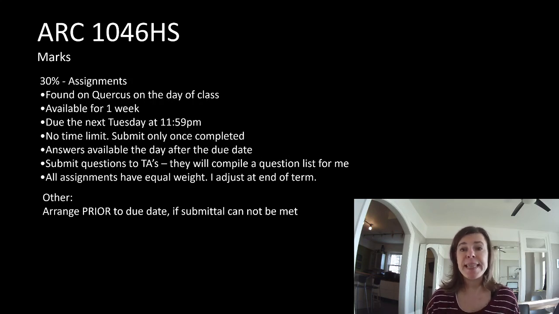All the assignments in the end of the course have equal weight. It is going to look like they have different values on Quercus. I download Quercus because I make the questions worth a certain amount, and so I think this week the assignment is 16 points. Next week might be 4 points.